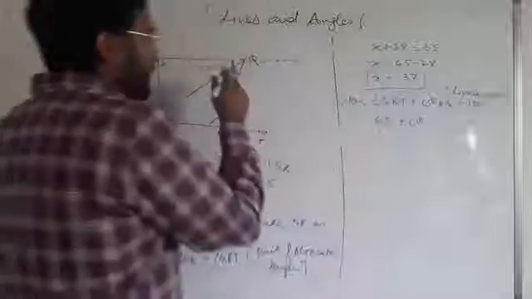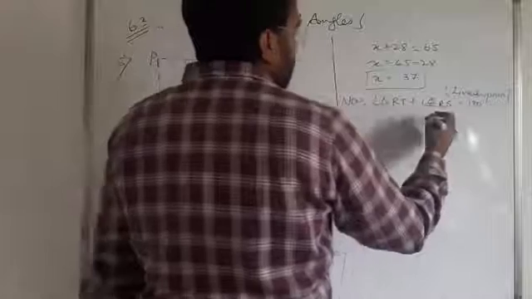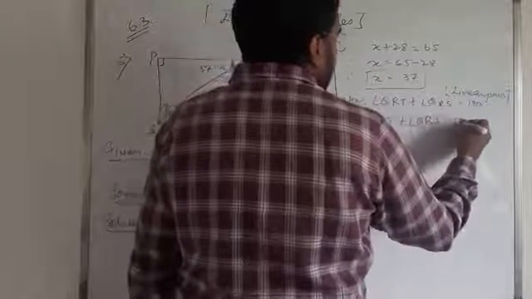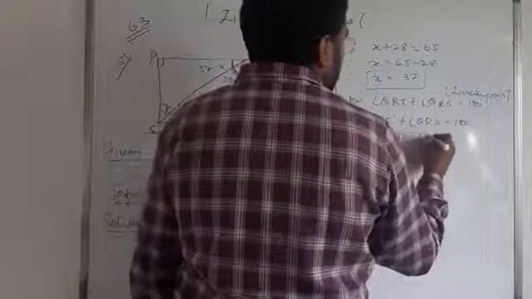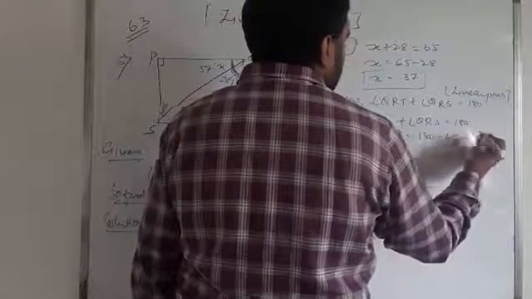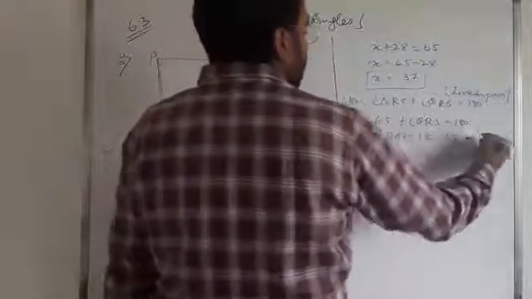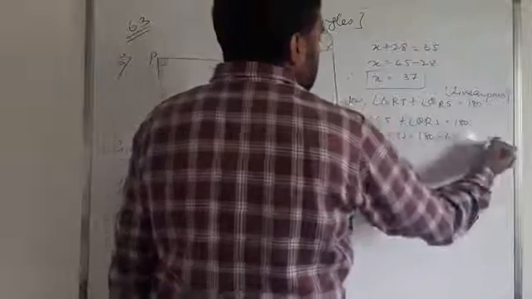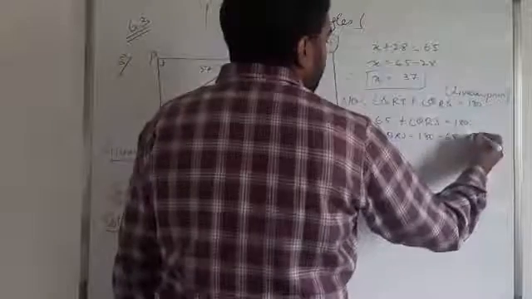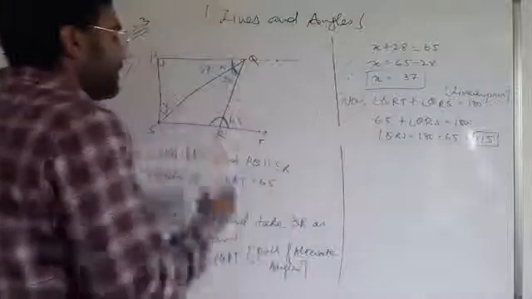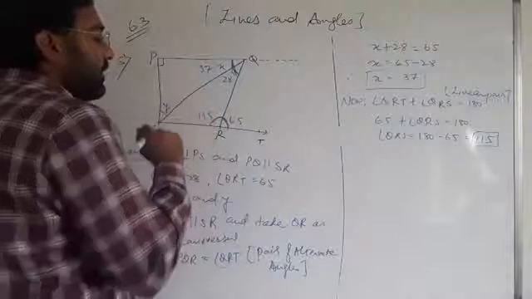There are two angles, QRS and QRT. QRT is given as 65 and we need to find QRS. Therefore angle QRS is equal to 180 minus 65, that is 115 degrees.